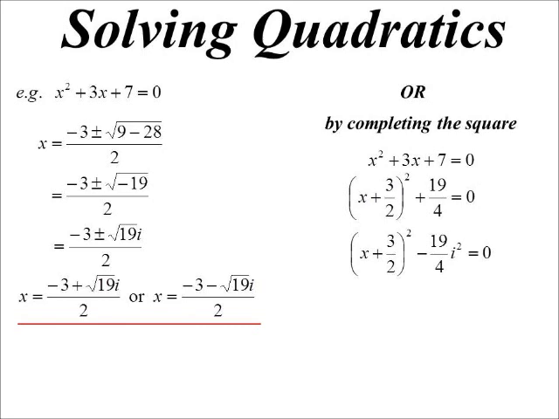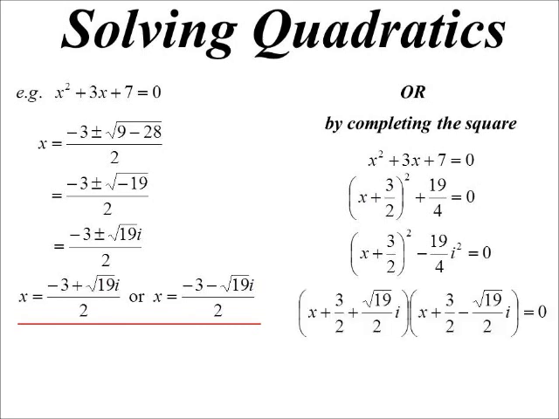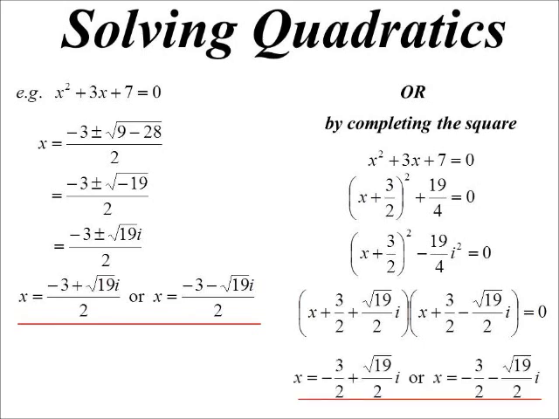So therefore, it's (x plus 3 on 2 plus root 19 on 2 i)(x plus 3 on 2 minus root 19 on 2 i). There's our two solutions. So it does now give us another way of solving quadratics. Everything can be done via difference of two squares. All right.